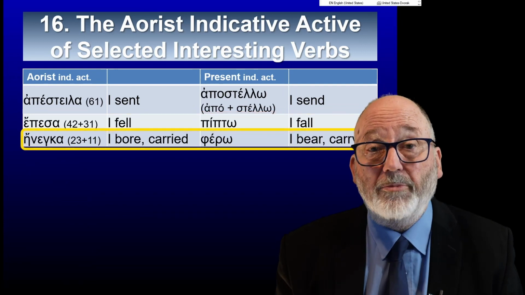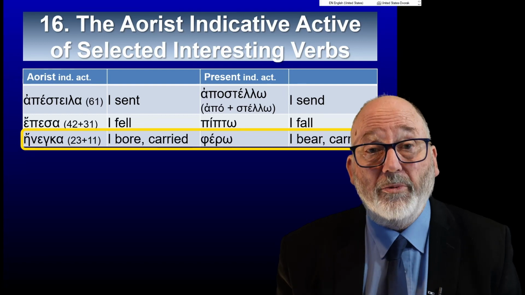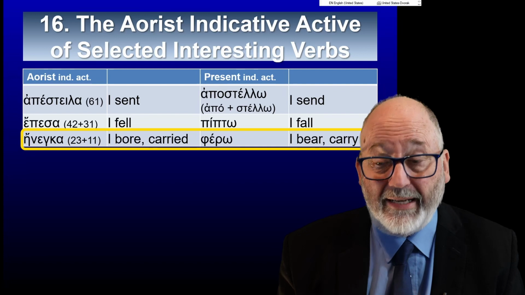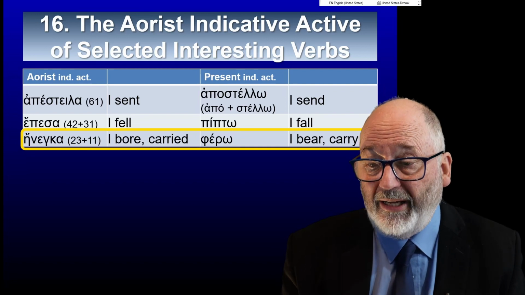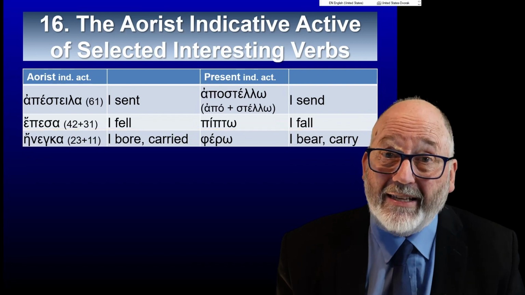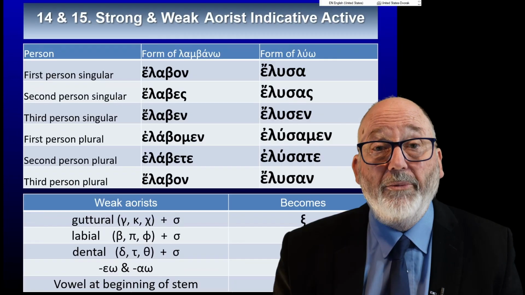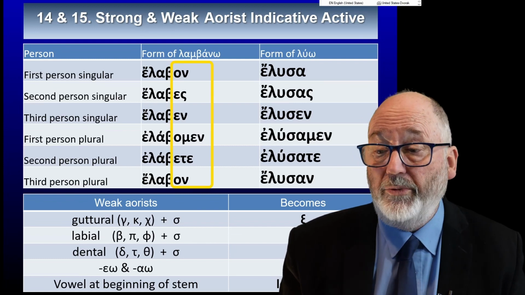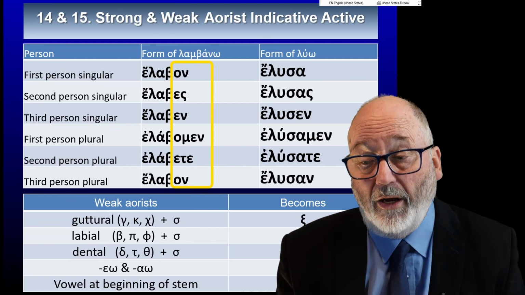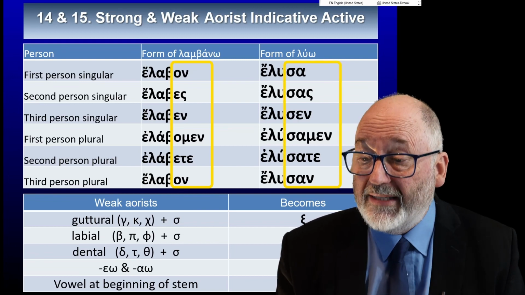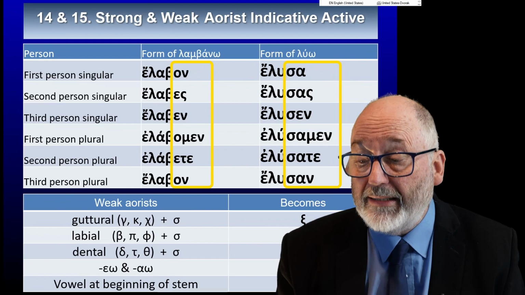Φέρω finishes with a rho. Verbs that finish with rho show changes as they form their aorist tenses. So φέρω becomes ἤνεγκα. Now, what pattern are these verbs going to follow? Well, they have a choice, don't they? They have the endings of the strong aorists, which go on, es, e, omen, ete, on, or the endings of the weak aorists, which go sa, sas, sen, samen, sate, san.